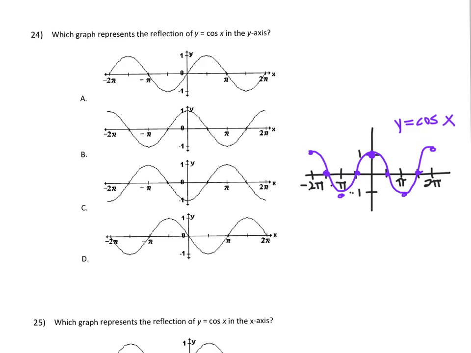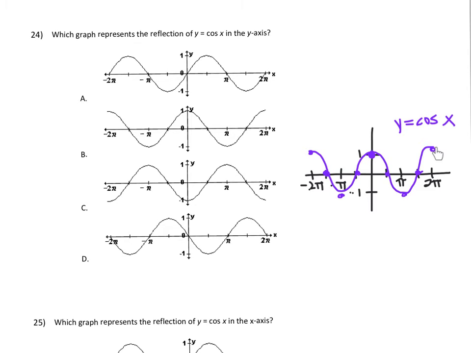Okay, so in number 24, they want to know which graph represents the reflection of y equals cosine of x in the y-axis. So what I did here was I graphed y equals cosine of x. Now, I graphed it from -2 pi to +2 pi because that's what they did in all of the answer choices here. Now, if you're going to reflect over the y-axis, it's basically like taking your graph and folding it along the y-axis.